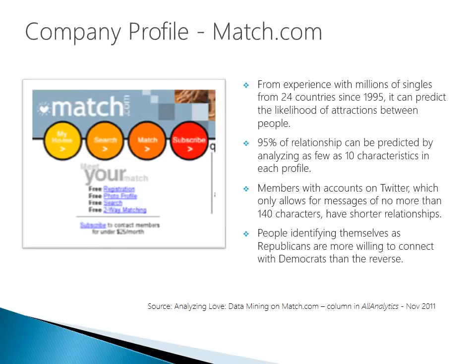So through 10 small data points on a profile, we can make predictions on whether or not a suitable pairing would exist. For example, members with accounts on Twitter, which only allows messages of no more than 140 characters, have shorter relationships. People who identify themselves as Republicans are more willing to connect with Democrats than the reverse. And these are just some of the analytic insights that can be gleaned from this company.